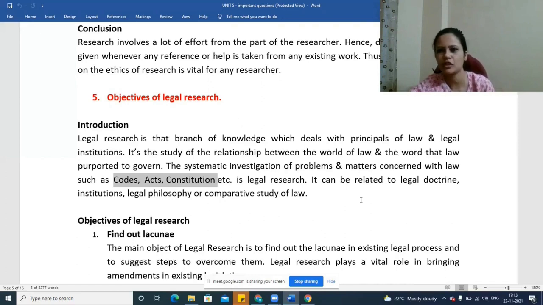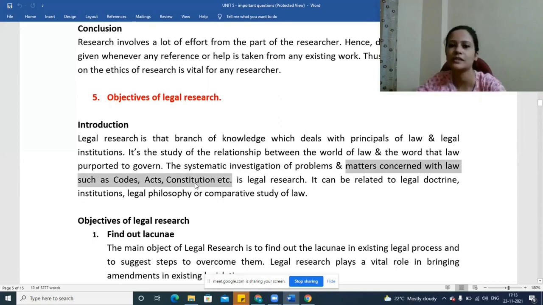And these procedural laws are usually named as codes, the Code of Civil Procedure, Code of Criminal Procedure, because it is a collection of all the rules and regulations that will be followed in a civil process or in a criminal proceeding. So it is named as code. So it may be that we want to research matters concerned with a law. We want to figure out what the problems are in, maybe, the Indian Penal Code. So we want to find out what the problems with that legislation are. That can also be a research.